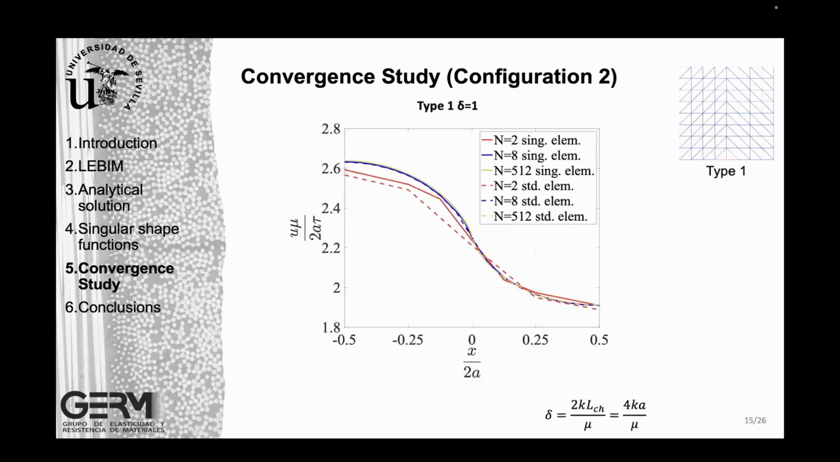Results obtained with different types of meshes are very similar, but we are focusing first on this type 1 configuration. Here, as we don't have an analytical solution, what we are doing is comparing with a very large number of elements. We are thinking that if we have a very large number, we are approaching the correct solution. So if we see the results here, the results obtained with a very large number are the ones that we are taking as good results. And as the number of elements increases, the results approach those results.